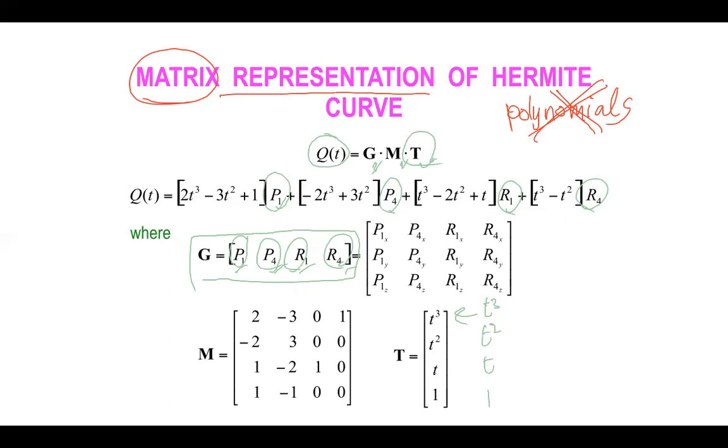And this one, M, is a matrix representation of the Hermite curve. It is represented in terms of the coefficient matrix. Only the coefficients will be displayed here. It's pretty easy. Okay, starting from this term P1: 2, minus 3, no T here so 0, and 1, right?